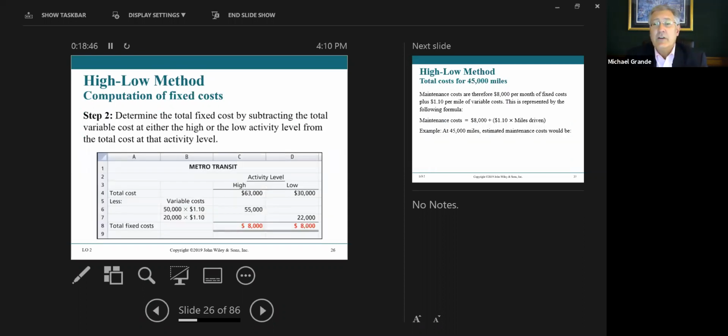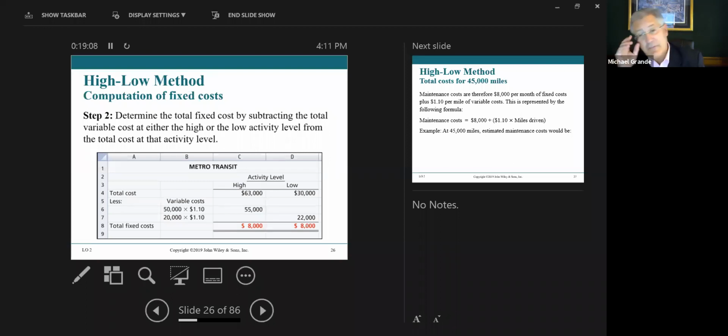So next thing we want to do is to isolate the fixed cost. Determine the total fixed cost by subtracting the total variable cost at either the high or low activity level from the total cost at that activity level. So let's look at the high. The high cost was $63,000. We want to subtract off that which we believe to be variable.